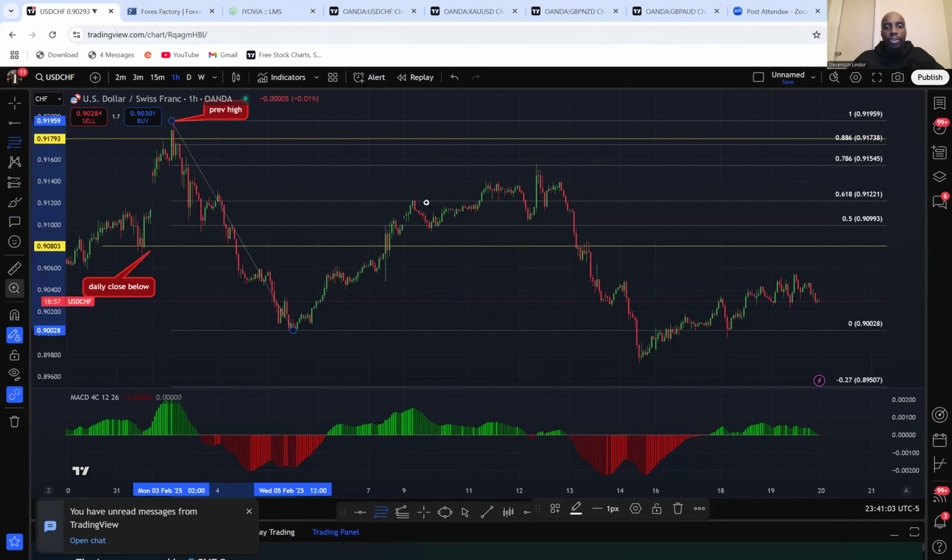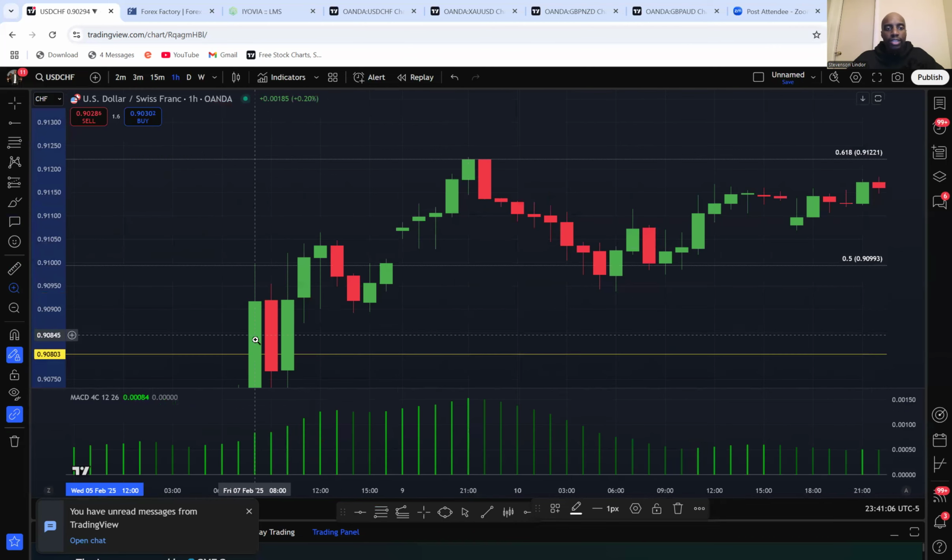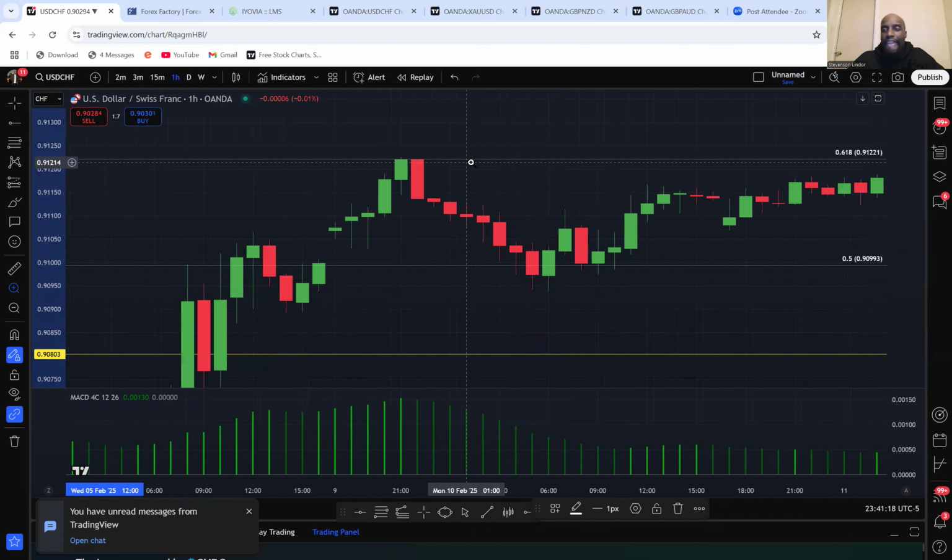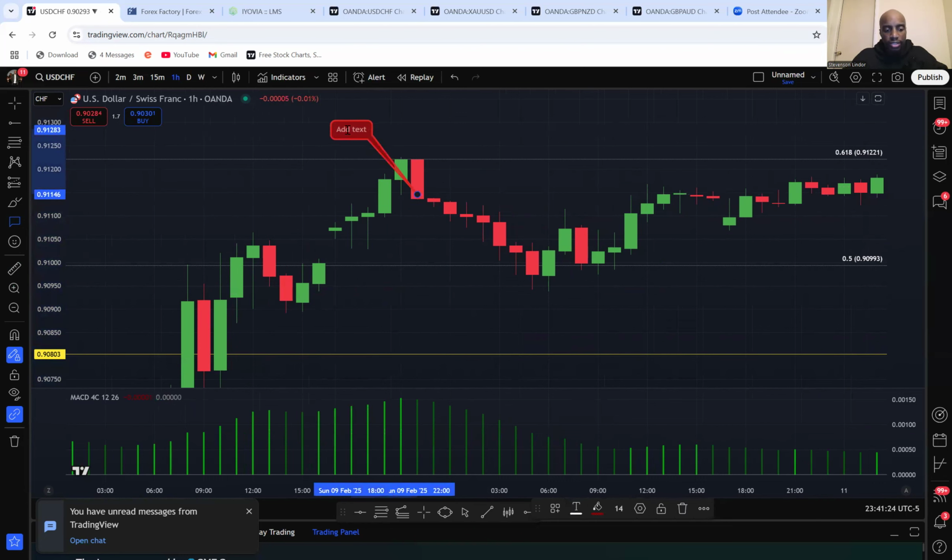So look, this was a perfect example. See how price came to the 50. We didn't get a close below this bullish candle. Remember, it got to be below the entire candle, including the wick. So that didn't happen. But it did happen at the 618. We got a close below. So my first entry would have been here. So first entry here, stop loss above.